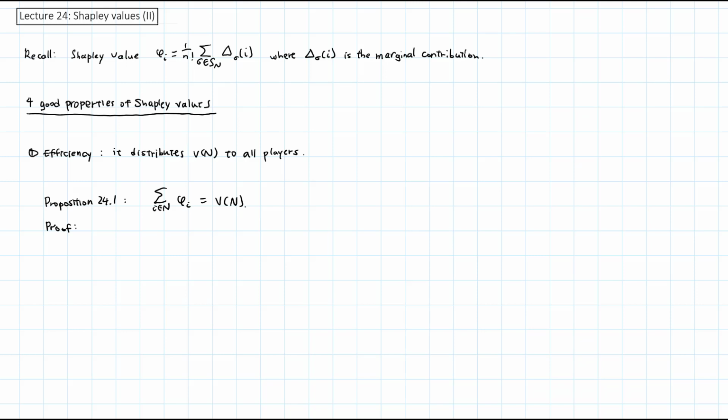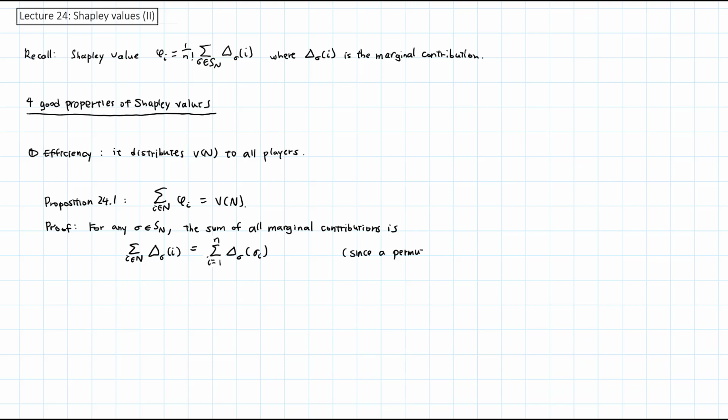For our proof, we will first take any permutation sigma and calculate the sum of all the marginal contributions of all the players. Now instead of summing over all the players, we can sum over the elements of each position. So we can rewrite our sum as the sum from i equals 1 to n of the marginal contribution of the element at the ith position. Since a permutation is a bijection, the two sums are equal.